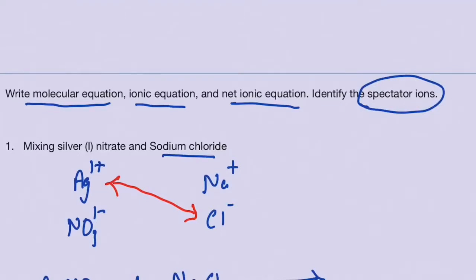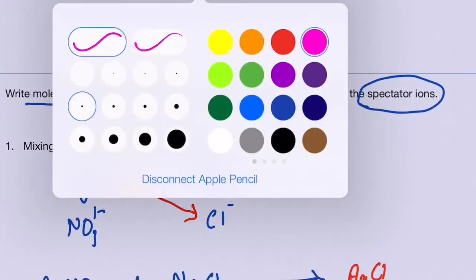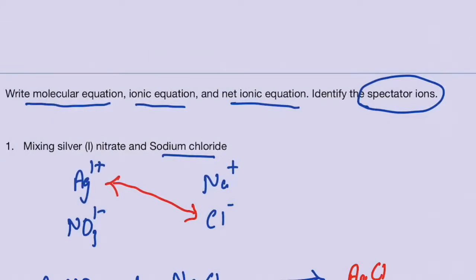So what's the formula going to be now? Ag1 plus gets combined with Cl1 minus, so that's going to be AgCl, okay? And then the other product is going to be the Na combined with the NO3. The Na1 plus is combining with the NO3 1 minus, so when I put them together, it's going to be plus NaNO3.